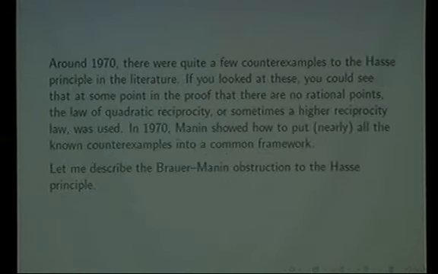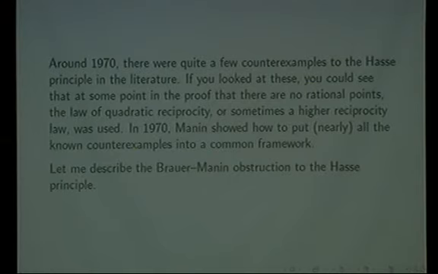Okay, so around 1970, there were quite a few counterexamples to the Hasse principle. That is, examples of varieties which had solutions in all the Q_p but not in Q. And if you looked at all these, you could see that at some point in the proof that there are no rational points, the law of quadratic reciprocity, or sometimes a higher reciprocity law, was used in the proof. And then in 1970, Manin showed how you can put nearly all the known counterexamples at that time into a common mold. And this is what I want to explain.